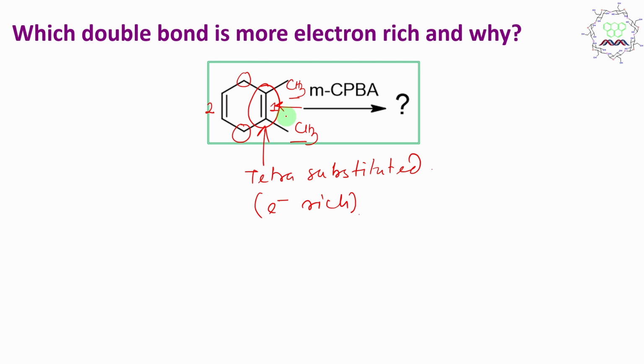By the way, there is another reagent which can oxidize a less electron-rich or electron-deficient alkene, that is hydrogen peroxide with sodium hydroxide. I shall provide the link in the description box.